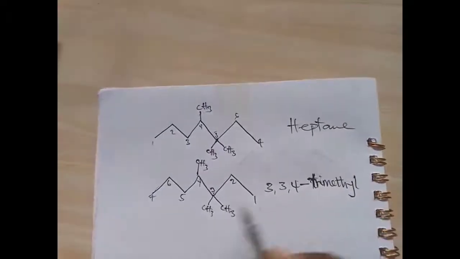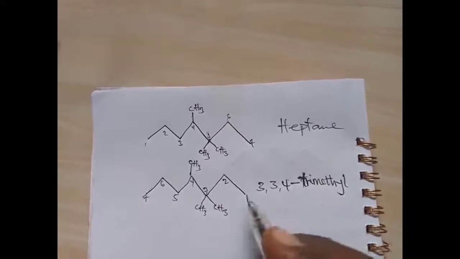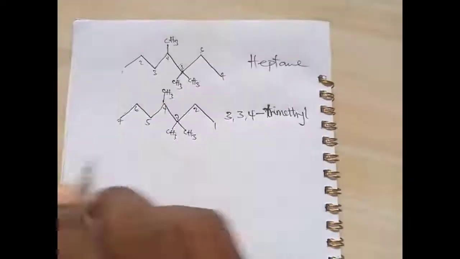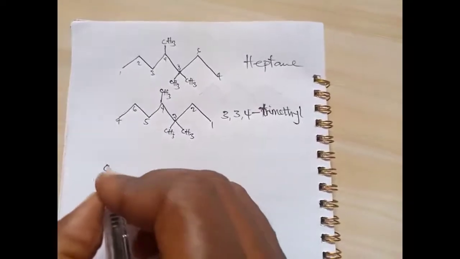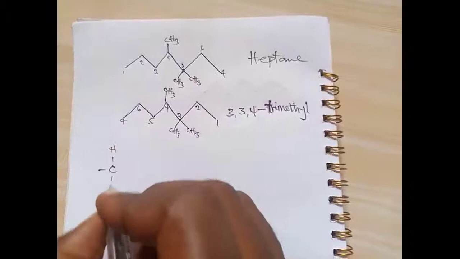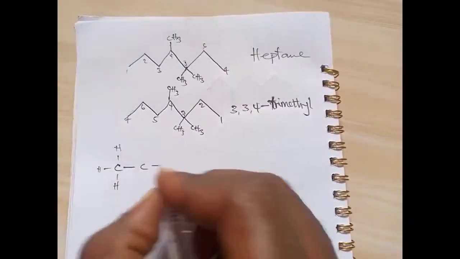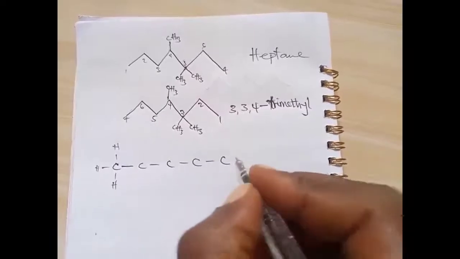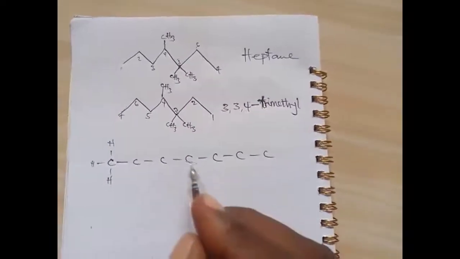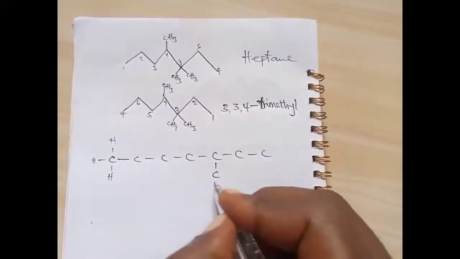3,3,4-trimethylheptane. That's the name. If we're to open it up, to make it look like, to draw this C, what it means is that at the 3rd carbon atom, which is this, it carries another methyl group.